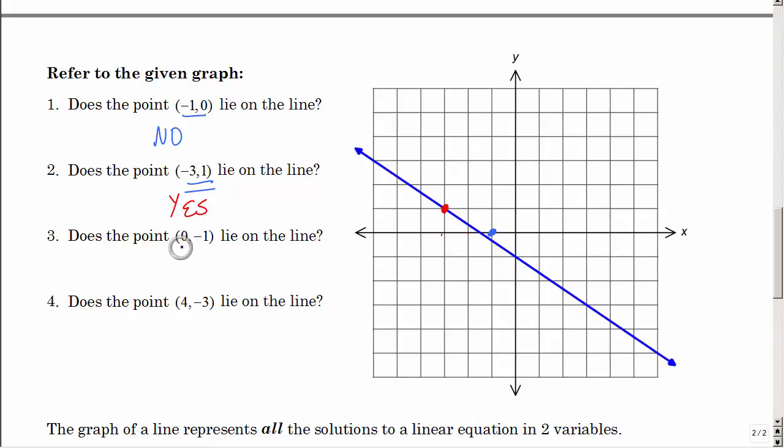All right, what about 0, -1? So start at the origin, don't go side to side any, but go down 1. Is that on the line? Yes. Last one, 4, -3. So start at the origin, go right 1, 2, 3, 4, and then -3, 1, 2, 3. Is that on the line? No. That's all there is to it. Do the points lie on the line?